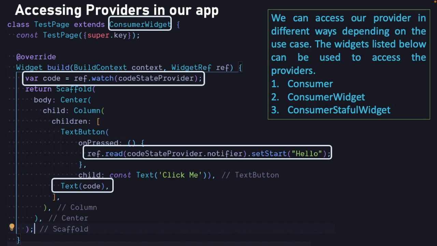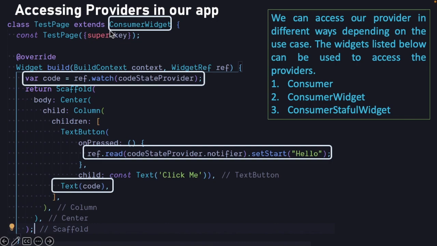And when we are working on our application, we are going to explore different ways to access providers, depending on the use case. So we're going to take a look at how we can access them and how we can use them. And we have a consumer stateful widget also. It can be used to access providers. So let's take a look at our example.